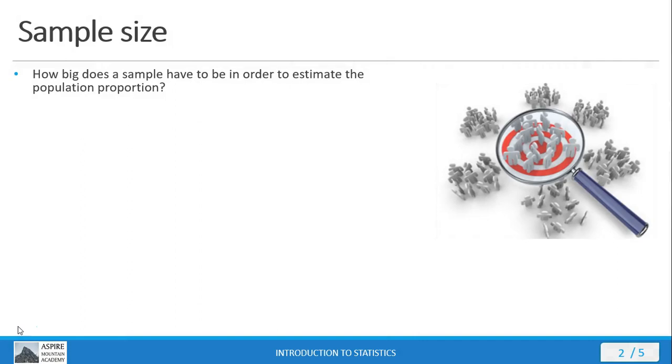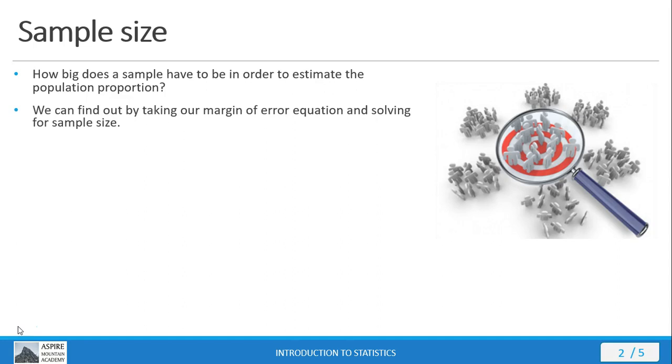So, we've talked in previous mini lectures about how to construct a confidence interval estimate for estimating a population proportion. But all that begs the question, how big does a sample have to be in order to provide a reliable estimate?